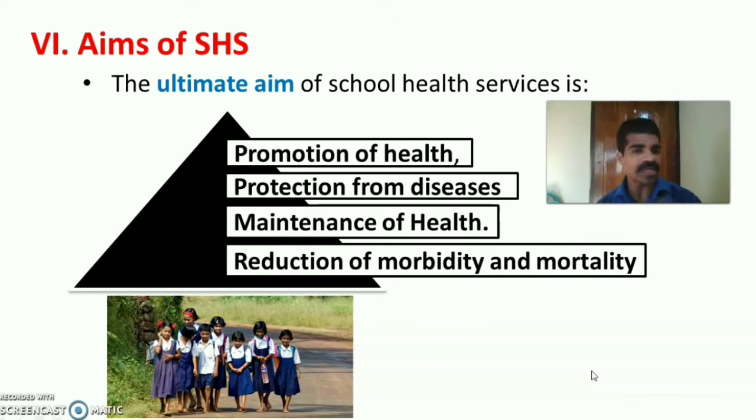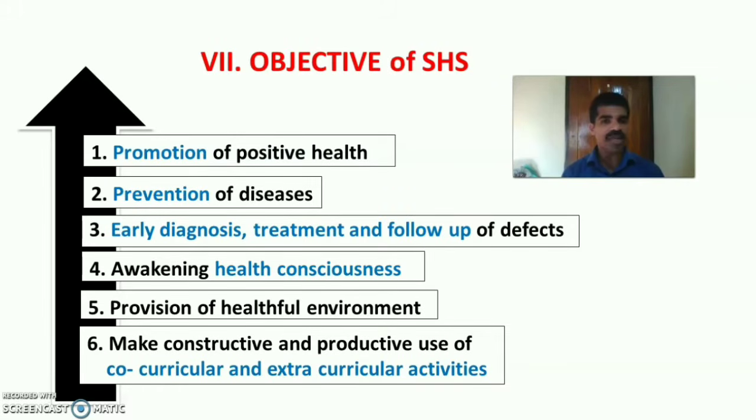Next is aims of school health services. The ultimate aim of school health services is promotion of health of the school children, protection of the health and protection from diseases, then maintenance of health of school children and reduction of morbidity and mortality among the school children. Morbidity means the disease rate and mortality means the death rate. Thus, the ultimate aim of school health services is to promote the health of the school children, to protect the health of the school children, maintain the health of the school children and reduce morbidity and mortality among the school children.